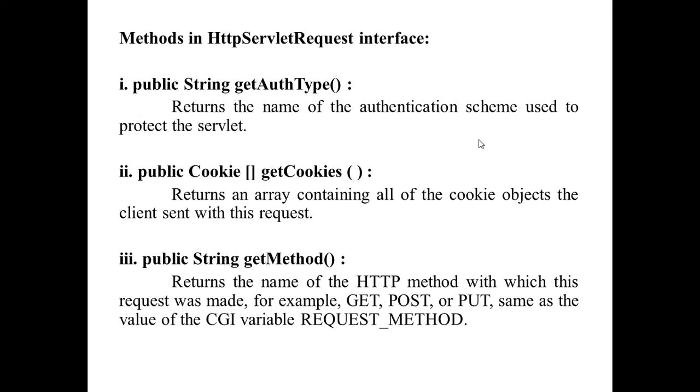Third method is public String getMethod. It returns the HTTP method for the client request. Also, it returns the name of the HTTP method with which the request was made. For example, get request, post or put, and same as the value of the CGI variable, that is request method. So the getMethod returns the HTTP method for the client request.